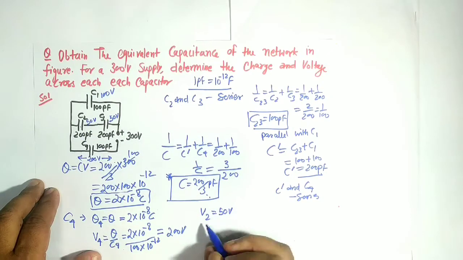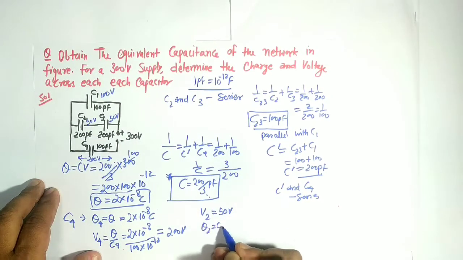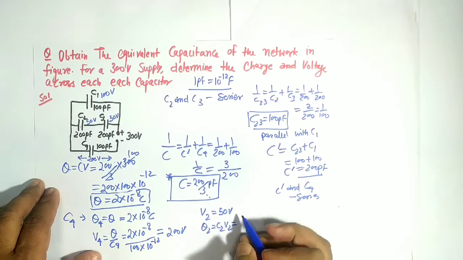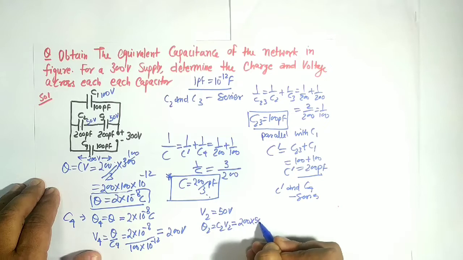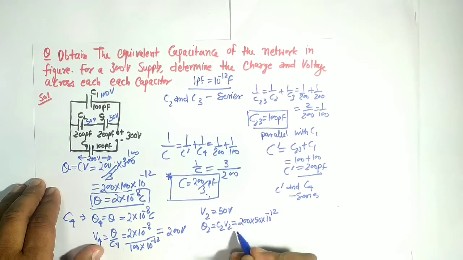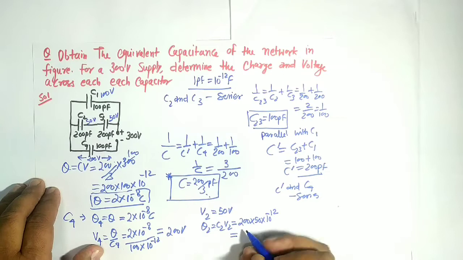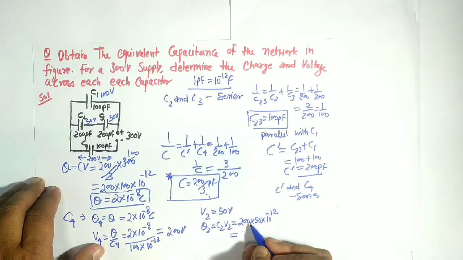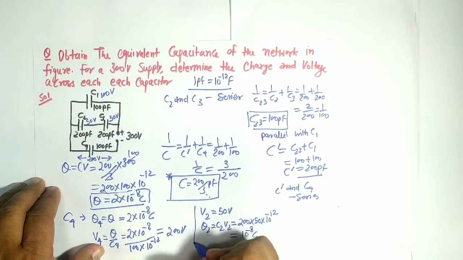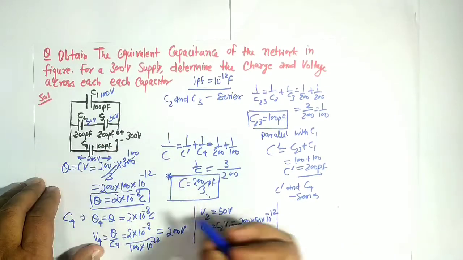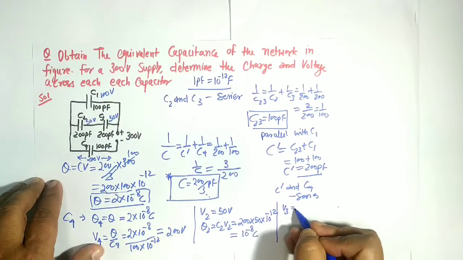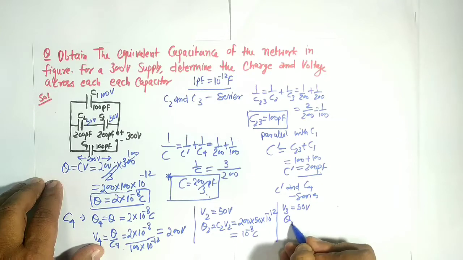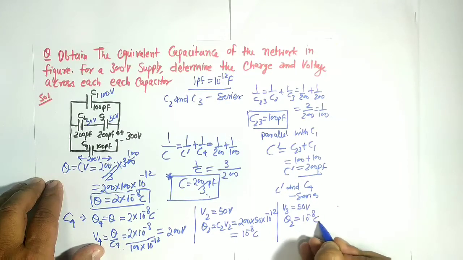Can you find out Q2? Q2 is C2 into V2. So what is C2? It is 200 into 50 into 10 to the power minus 12. So calculate it. It becomes 2 5s are 10, and then it is 10 to the power minus 8 coulomb. This is for V2, and same is for V3. V3 is 50 volt, and same charge will come. Why? Because they are in series.